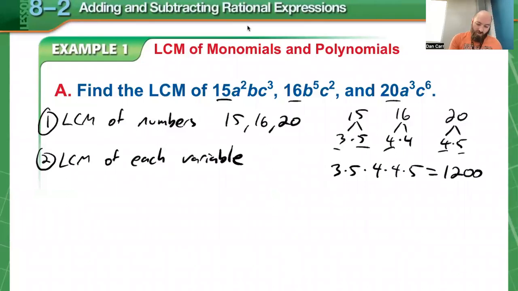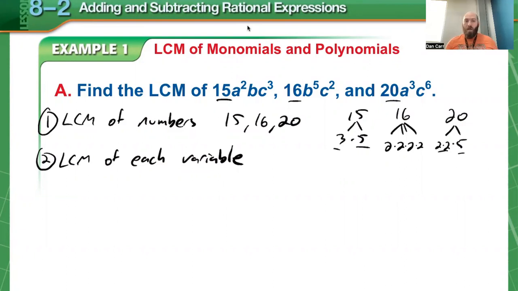I'm going to make a slight adjustment here because that's going to be too big of a number. What's going to help is if I break these down further. For example, 16 breaks down into 2 times 2 times 2 times 2, and then 20 is going to be 2 times 2 times 5. The reason I'm doing that is it makes it easier to look for those common things.